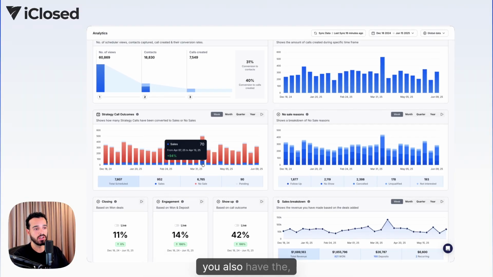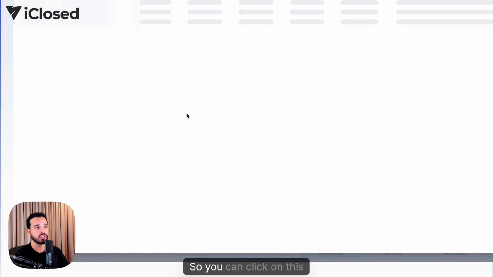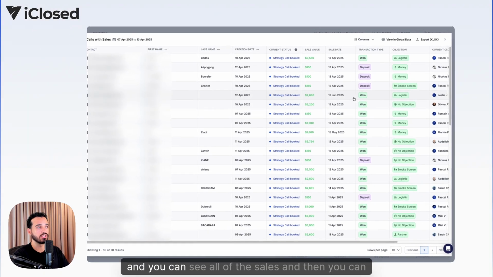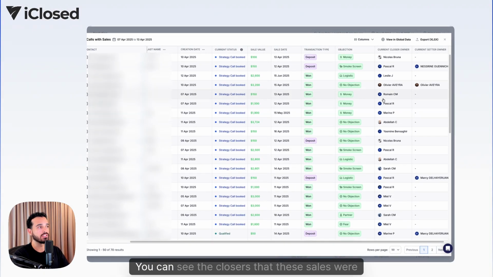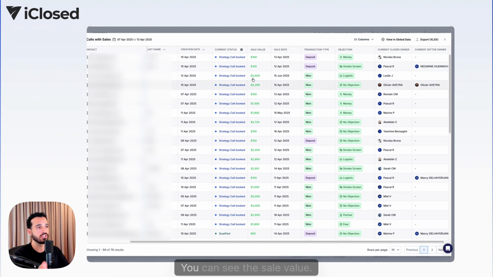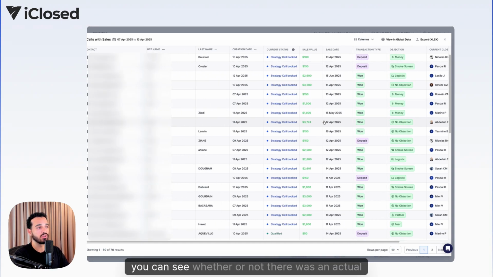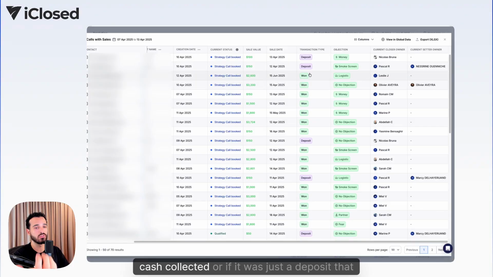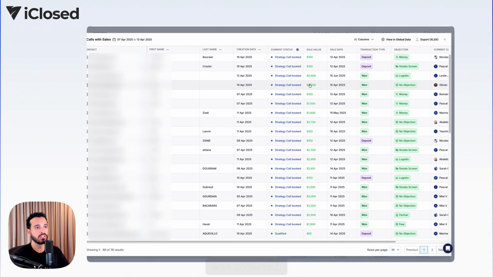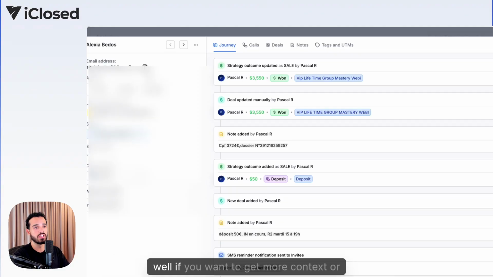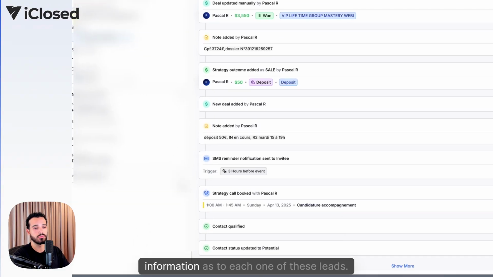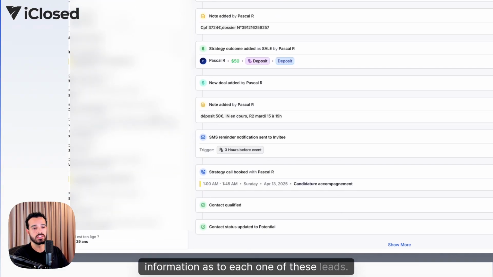Of course, you also have the sales here as well, so you can click on this and you can see all of the sales, and then you can see all of the objections that were overcome. You can see the closers that these sales were attached to. You can see the sale value. You can see whether or not there was actual cash collected or if it was just a deposit that was collected, right? And of course, you can open the contact cards up as well if you want to get more context or information as to each one of these leads, right?